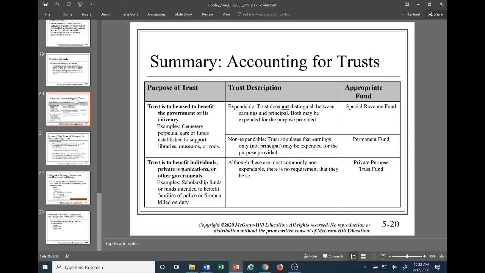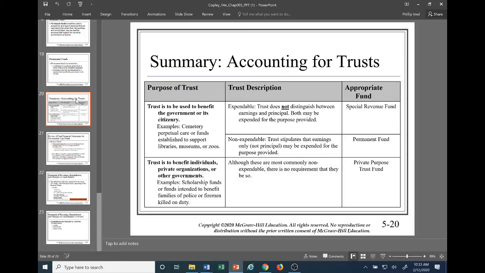Now let's look at the bottom part of it. Trust is to benefit individuals, private organizations, or other governments. It's probably going to be not included within a governmental type fund because it's not for the government or its citizenry. So then we're probably going to go to fiduciary funds, right? Because we have governmental, proprietary, and fiduciary. So if we're acting as a trustee, if it's not for the government or citizenry, it has to be a fiduciary fund, right? And we'll get into that more. So my whole point of going through the purposes first is the purpose is going to tell you what type of fund to use, right?